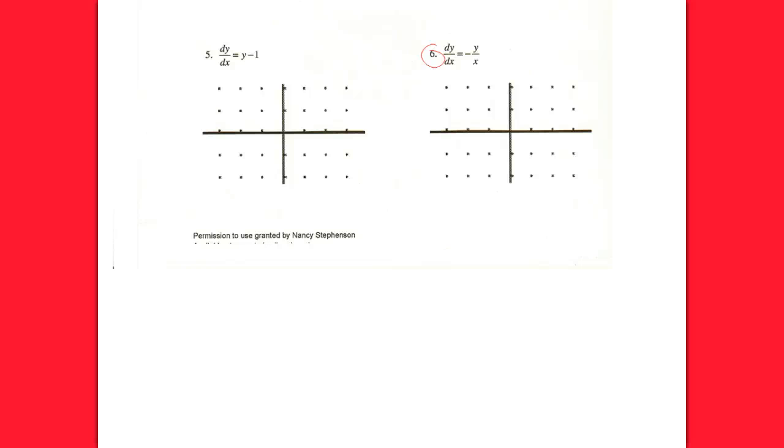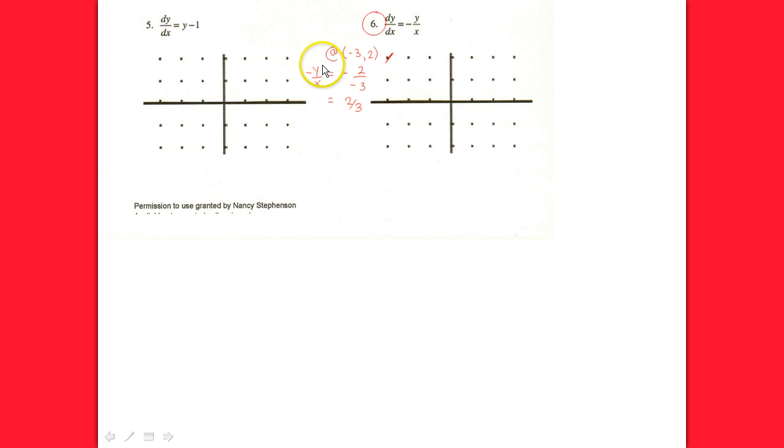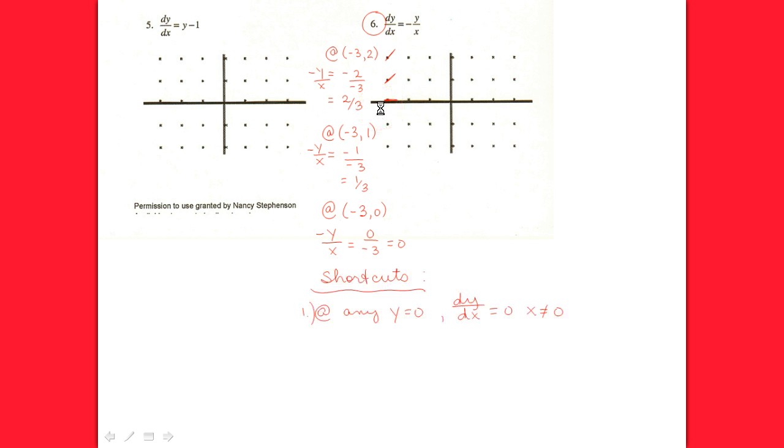All right, look at another one. For number 6, this is the first one where we have both an x and a y. And so when I come over here to -3, +2, and I plug in that point, the slope that I get is going to be different from if I plug in, say, -3, +1, or -3, 0. So I'm literally going to have to evaluate point by point. So I'm going to plug in and get +2/3, and then +1/3, and then 0. I can, however, look for shortcuts instead of sitting here and plotting point by point by point.